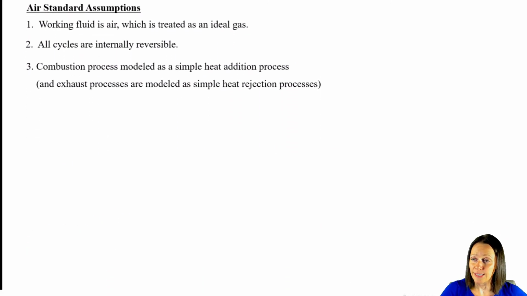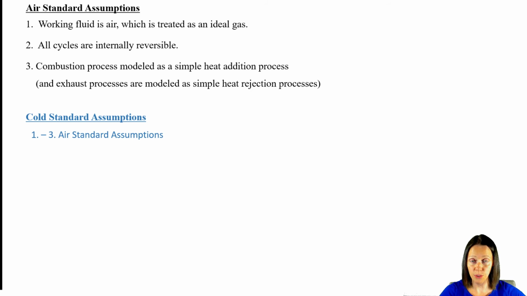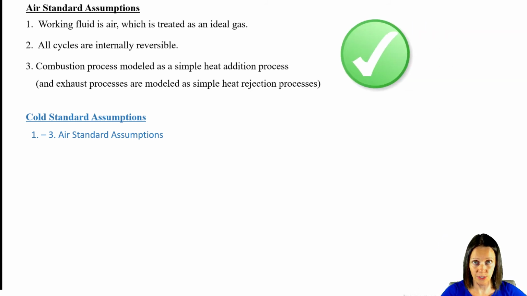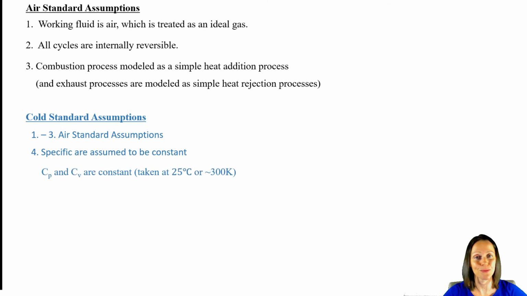All right, so we've got these air standard assumptions. We can make one more simplifying assumption, and that set of assumptions we'd call cold air standard assumptions. Cold air standard assumptions take into consideration all 3 of those air standard assumptions, and add a 4th, which says that the specific heats are assumed to be constant. These are taken at 25 degrees Celsius, or about 300 Kelvin.